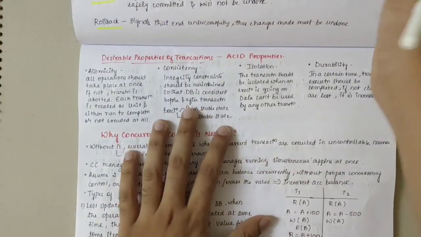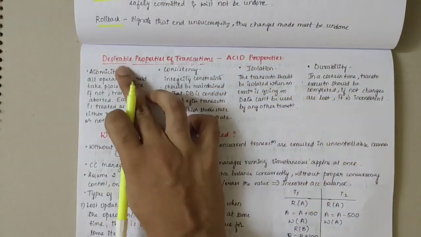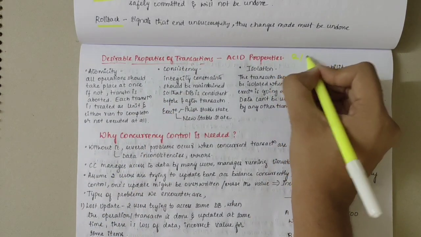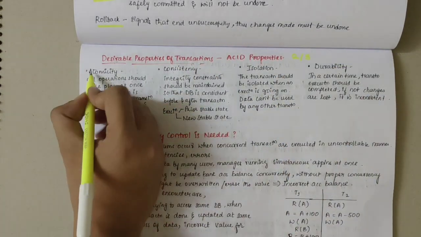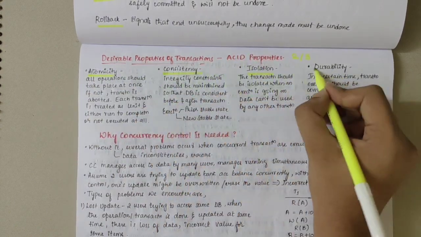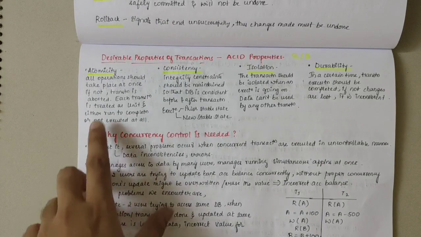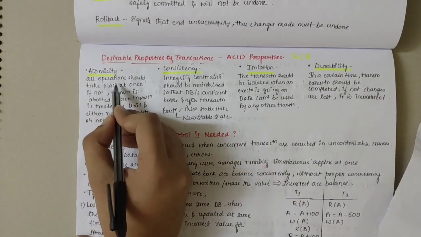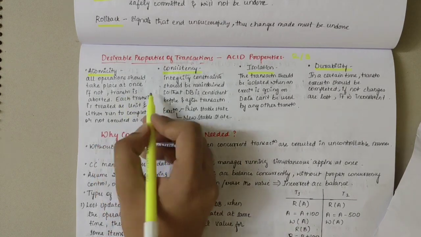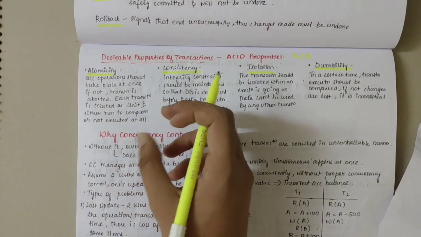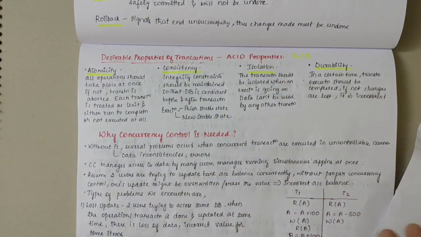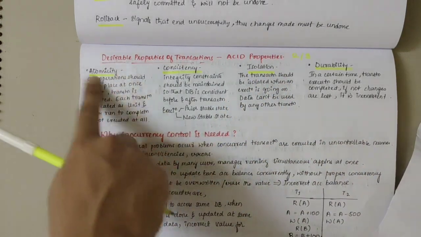Next, we'll be looking into the ACID properties. Those are also called the desirable properties of transactions. This could be asked for 2 marks or 3 marks, it depends. Firstly, A stands for atomicity, C stands for consistency, I stands for isolation, and D stands for durability. By definition, atomicity says that all the operations should take place at once. If not, the transaction is aborted. Each transaction is treated as a unit. There are only two possibilities: either the unit will complete its transaction successfully or it will not execute at all. That's what atomicity says.